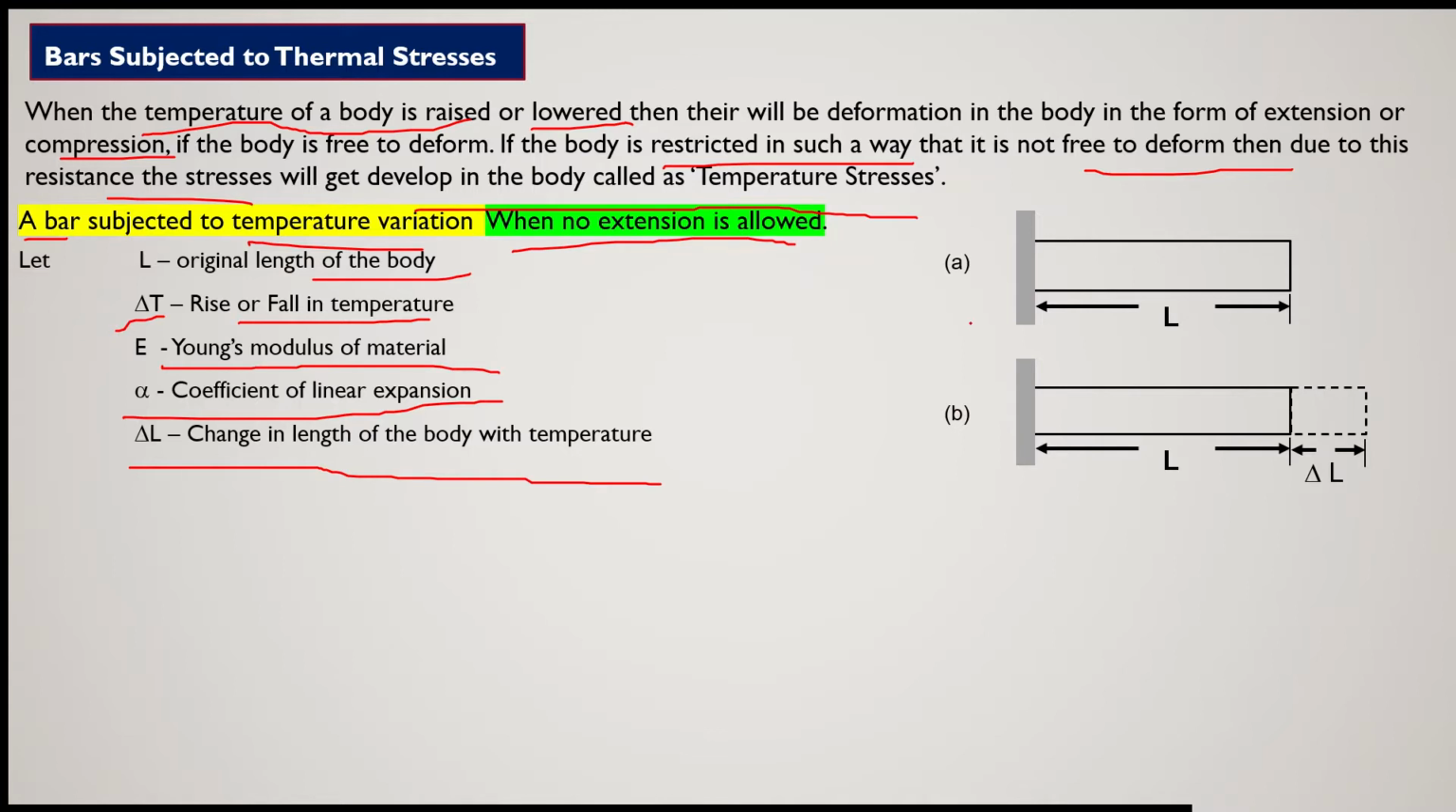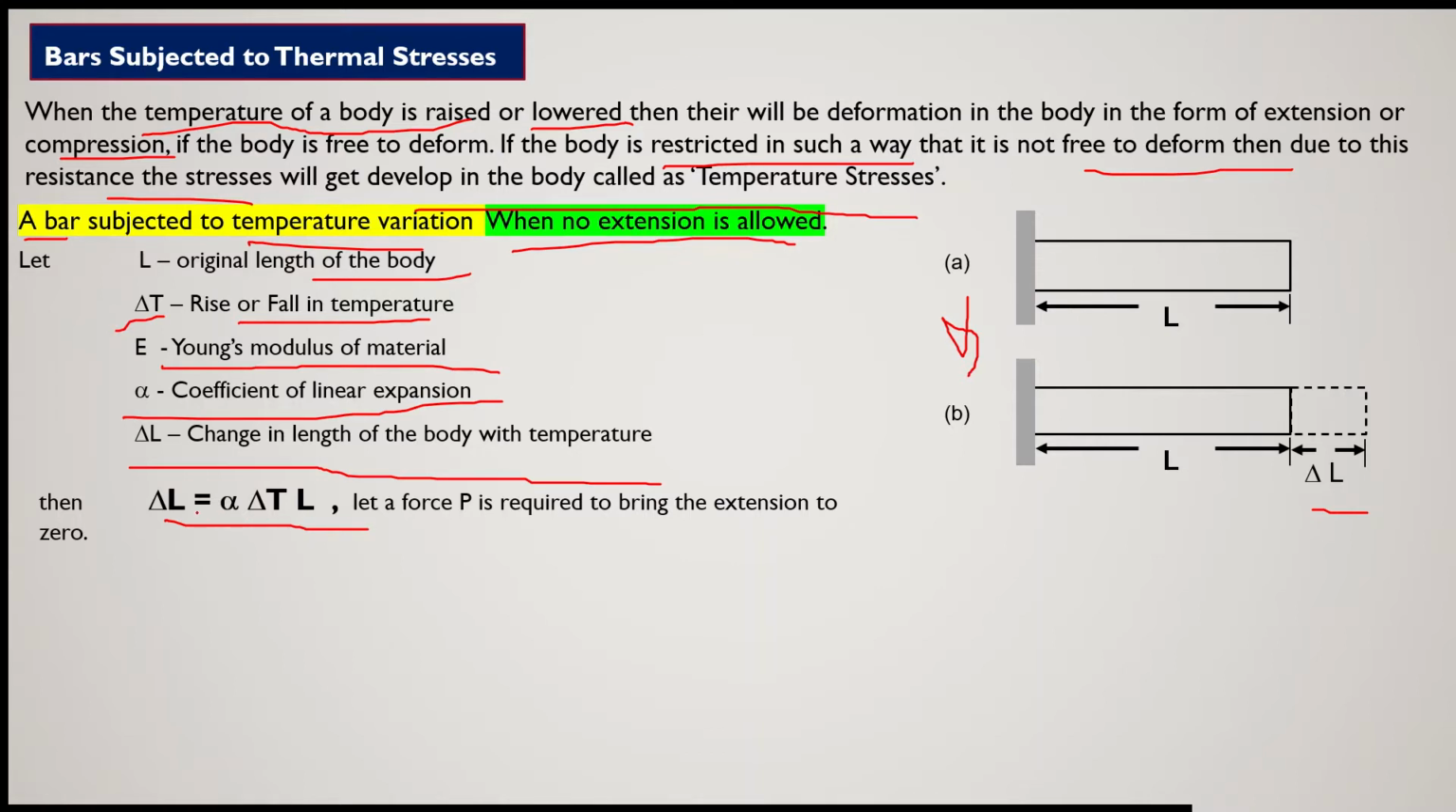Now here from A to B, suppose the temperature is raised by delta T and the member is subjected to expansion. The length has increased by delta L. L was the original length, and L plus delta L will be the final length after the rise of temperature. According to physics theory, this delta L will be equal to alpha delta T into L.